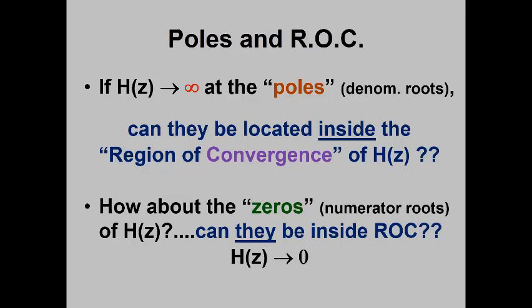How about zeros? Zeros make H(z) go to 0. Well, that's not a problem. Zero is not a problem for convergence. In fact, it's a good thing. And so zeros certainly are allowed to be inside the region of convergence.